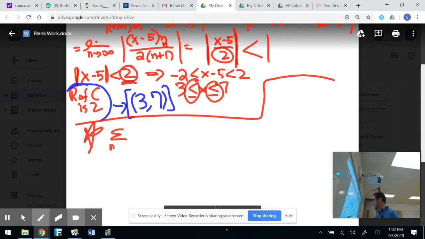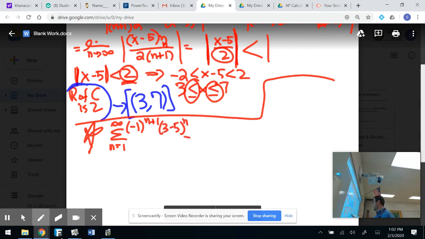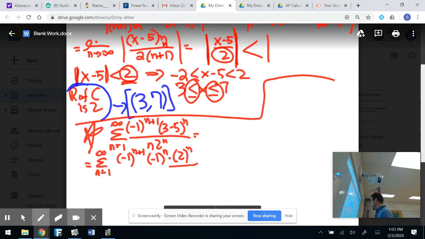So we have a series n equals 1 to infinity. Oh, snap, this alternator may actually come into play. I'm going to put a 3 in there, so I get (3 minus 5) to the n all over n times 2 to the n. So I probably have to simplify a little bit here. That ends up being (negative 2) to the n, and (negative 2) to the n would be (negative 1) to the n times 2 to the n. We all buy that, right? That's by our Algebra 2 rules of exponents. And that's all over n times 2 to the n.